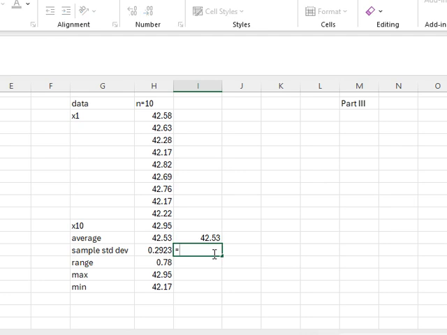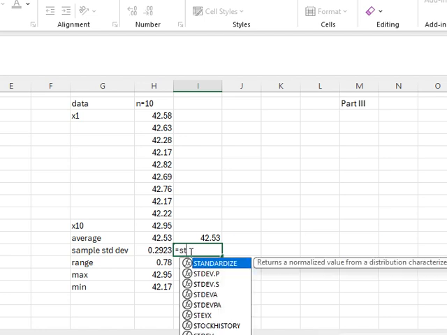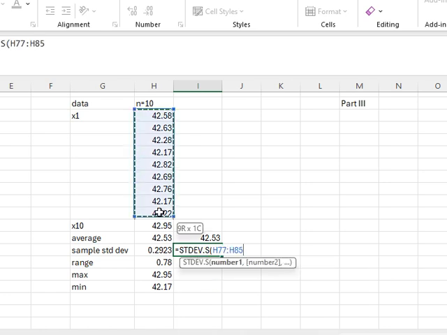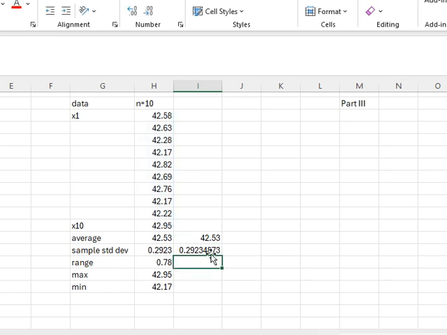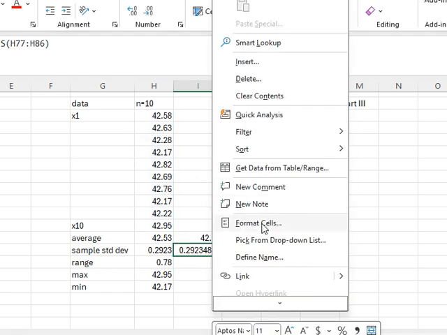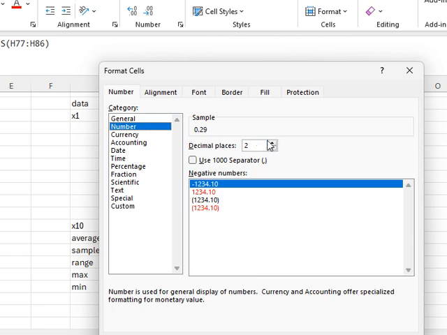For the standard deviation, you need more accuracy, so we usually format about 4 decimal places. We're doing the sample standard deviation, so we're going to choose this function. After that, we scan the whole data set and close the bracket, and it's going to give you the standard deviation with 4 decimal places to make it a little bit more accurate.